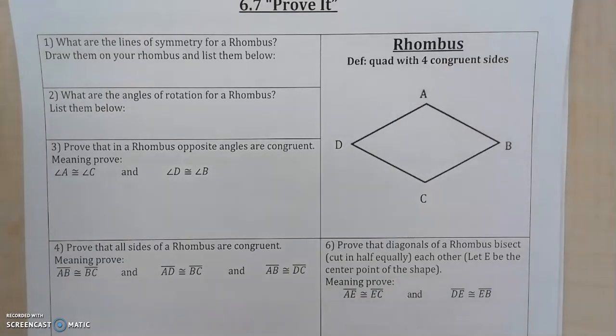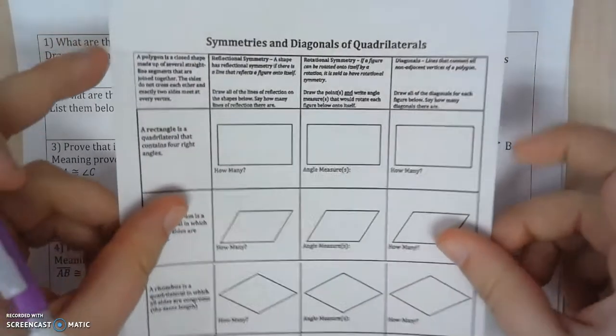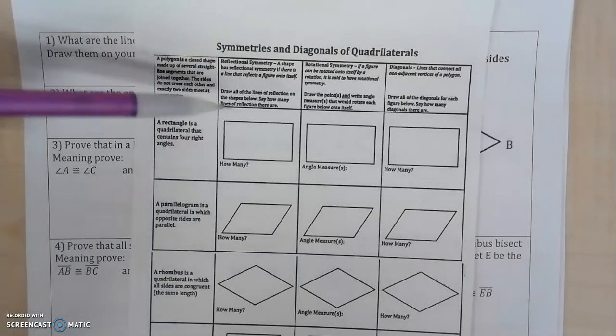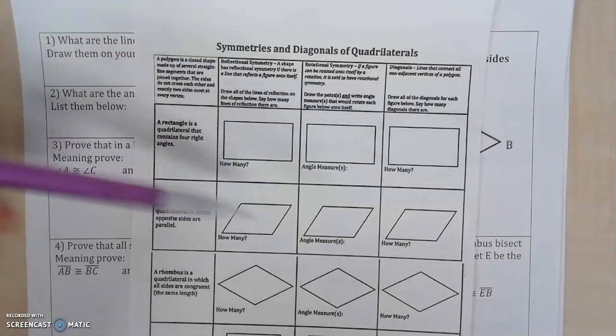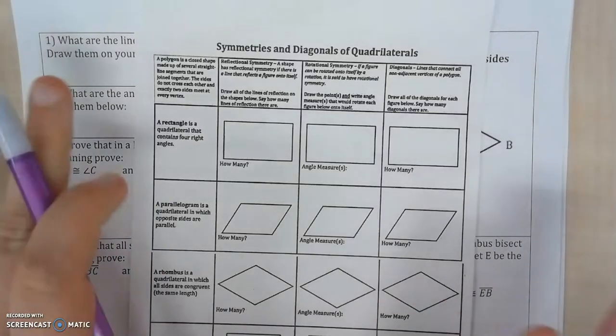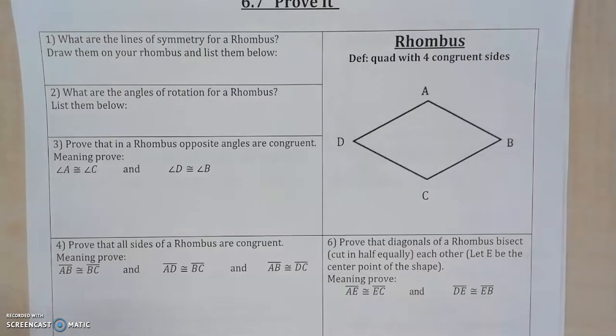Okay, so before the break, hopefully you have your notebooks, you can look and review this paper that we did with symmetries and diagonals of quadrilaterals. So here we found reflectional symmetry and rotational symmetry that would essentially get the figure to land on top of itself. So what we're going to do today is take what we did here a step further.